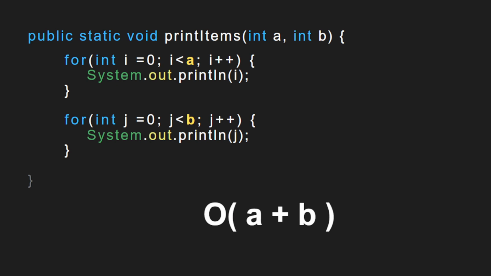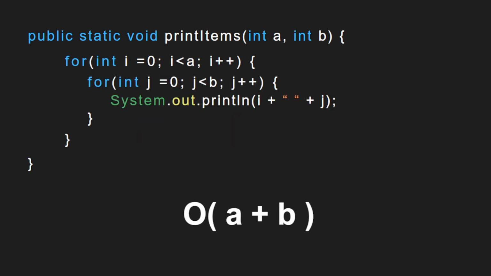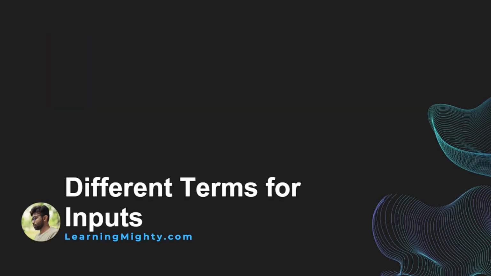Likewise, if we took these for loops and instead of having them one after the other, we had them nested one inside the other, this would become O of A times B. So we can't just say that each of the terms is n, we have to use different terms for inputs.